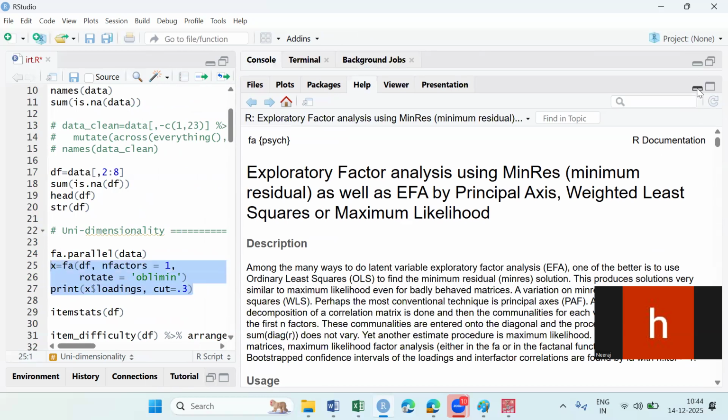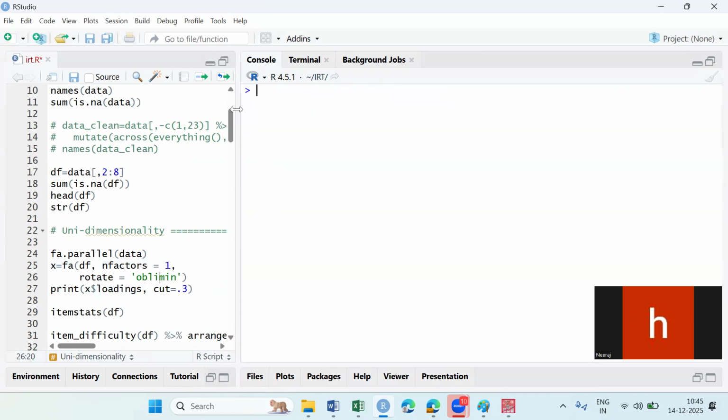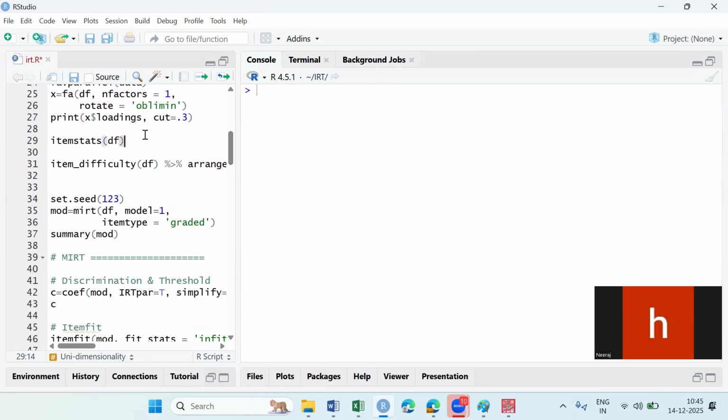But had it been like many such items are there, 20 items, it will tell you number of factors are 5 or something. I will show you one data set for that, where I will work on how to identify which factors are there. So I am leaving this because this is not required as of now. Only one factor is there. If there is more than one factor, then we need to work on this command. Number of factors means as given by PAF, and component means as given by the PCA. It will show you both the results here. We can skip this part and go ahead with something called item stats.